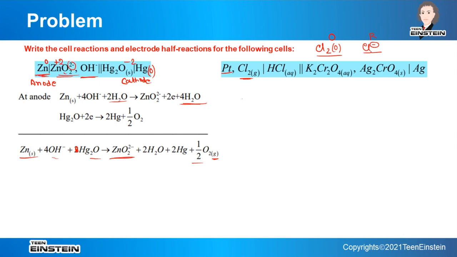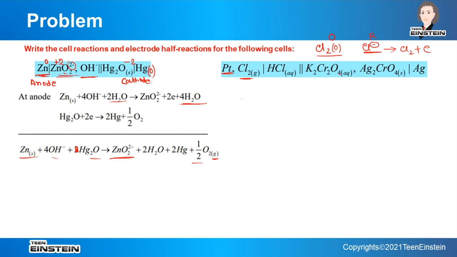Otherwise the reduced form is always written first, just as you have seen in the first cell representation, where Zn, its reduced form, is written on the left hand side and then the Zn2 plus form is written, which is this ZnO2 2 minus, but ultimately it is Zn2 plus, the oxidized form. So in this case, as chlorine is generated over the platinum surface, chlorine is written first. So in the anode there is conversion of Cl minus to chlorine. Cl minus will lose electrons and be converted to chlorine.